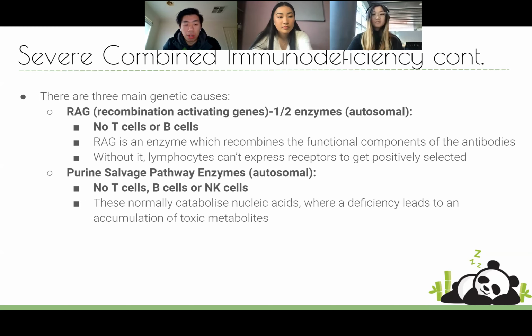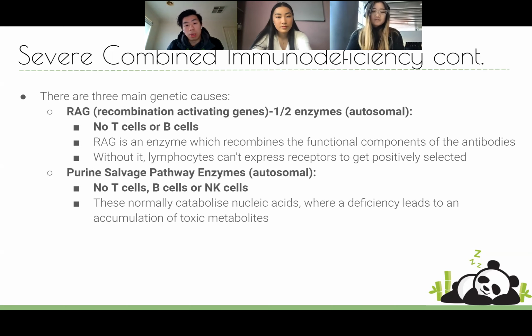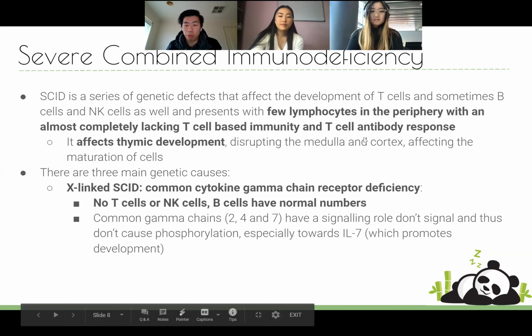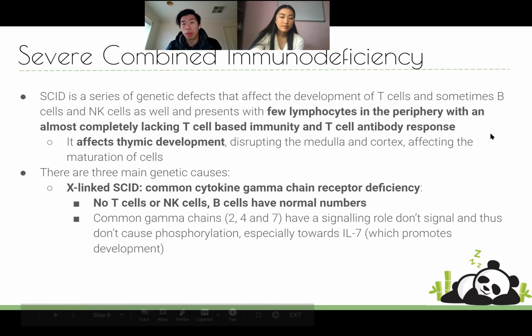And the third is your purine salvage pathway enzyme. So basically, things that allow your purines to be reprocessed. So there are no T cells, B cells, or natural killer cells, and that's kind of like a triple. So your X-linked SCID is normal B cells, your RAG is no T cells or B cells, and your purine salvage pathway enzyme deficiency is none of the above. SCID in general is just a problem with the development of these blood cells, and you'll get few lymphocytes in the periphery. And that's, I think, the big or more important thing to think about there.